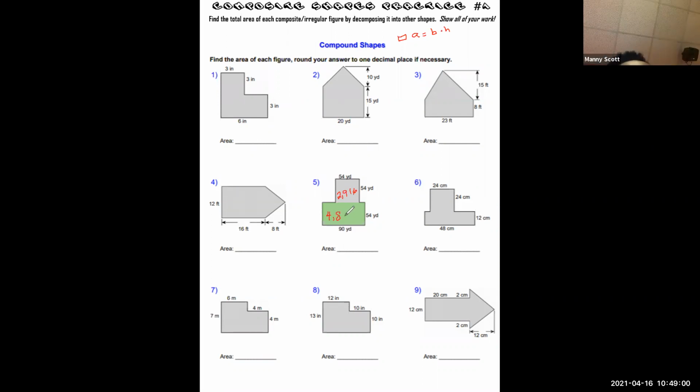Now for our area down here, our green is 90 times 54, which is 4,860. So we're not done yet. We have to add these two areas together. When we add these two areas together, we get 7,776. And now after we put that into the answer box, I can write down here, that is 7,776 square yards.